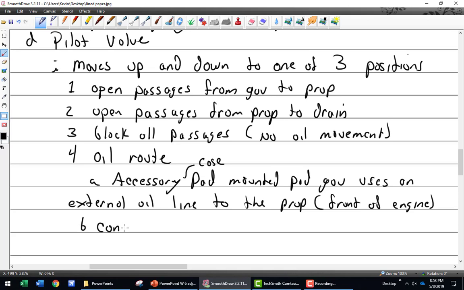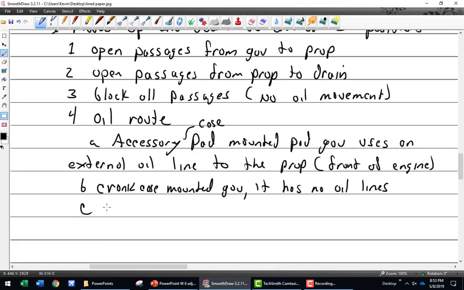And then if we have a crankcase mounted governor, it generally speaking has no oil lines. Everything's internal. The oil is directed through the case to a passage in the front main bearing.